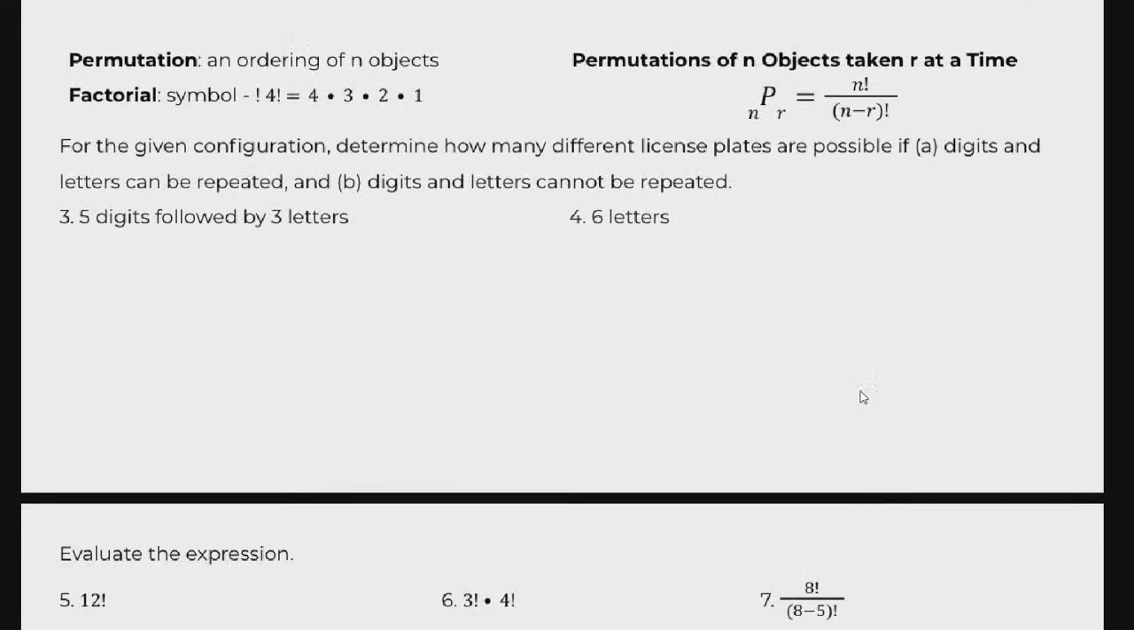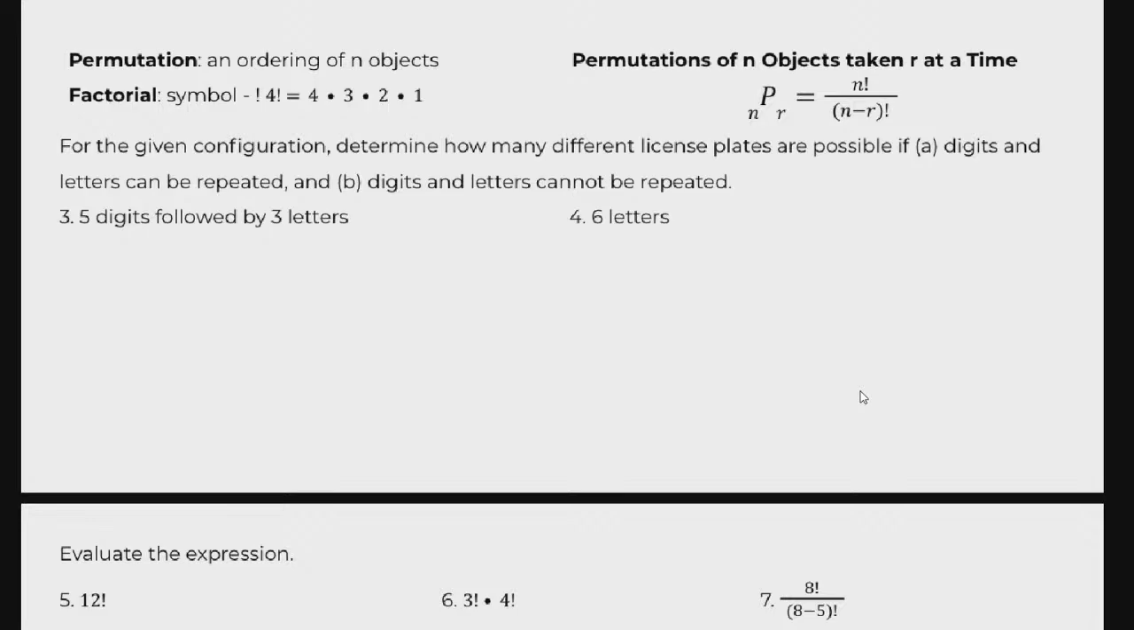Okay, here we have permutation, which is an ordering of n objects. Factorial has a symbol which looks like an exclamation point. So 4 factorial is 4 times 3 times 2 times 1. So you're just going to multiply all the numbers in decreasing order until you reach 1. And for permutations of n objects taken r at a time, nPr is n factorial over n minus r factorial.